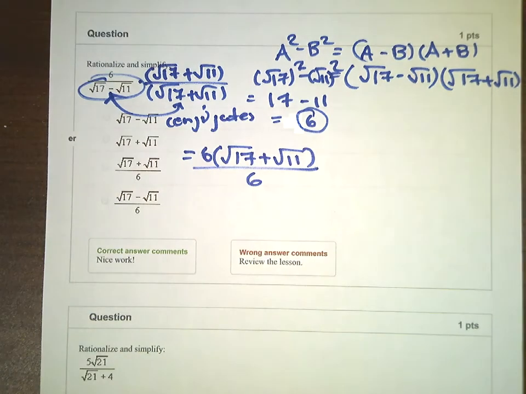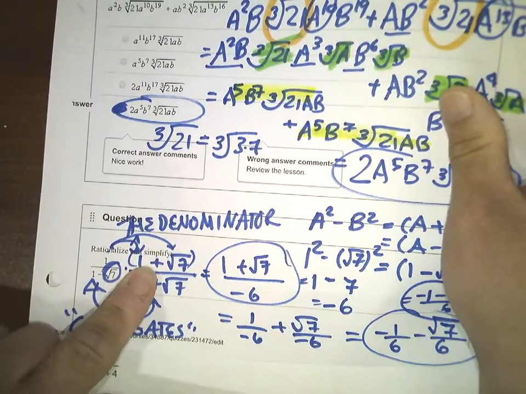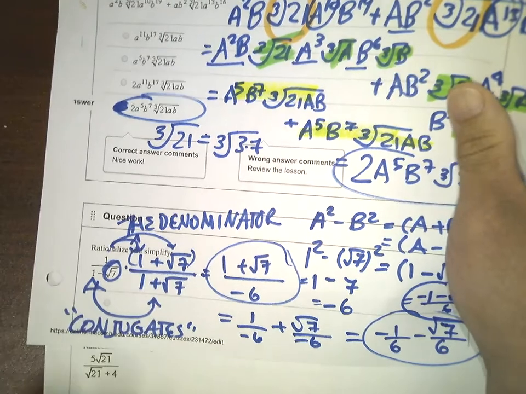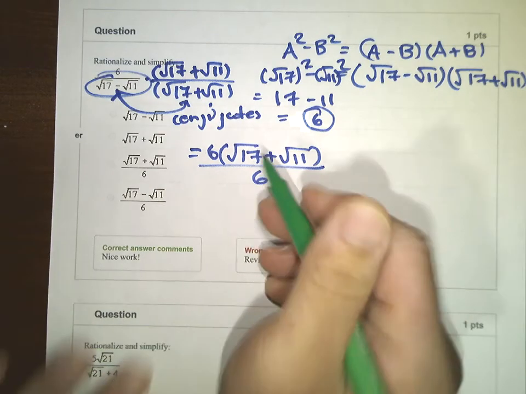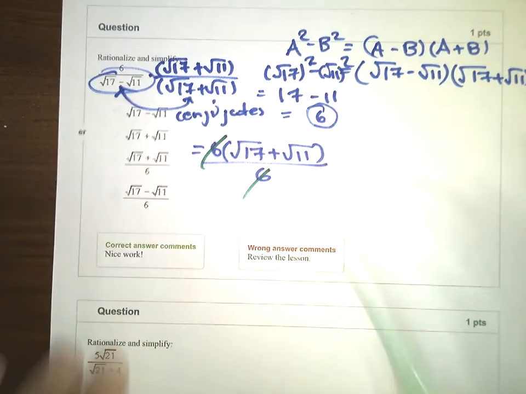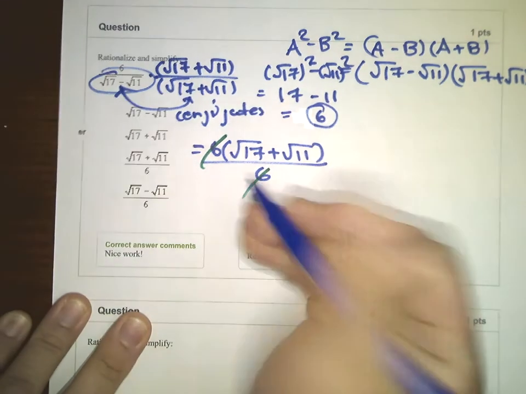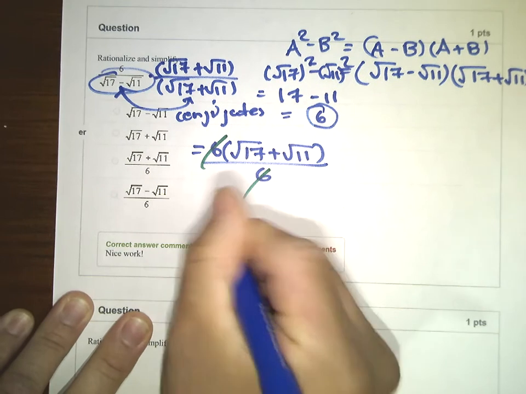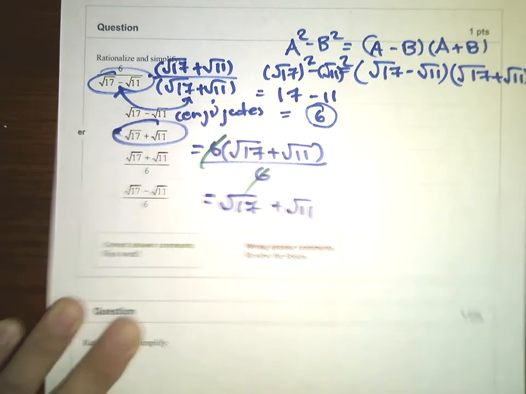And then I see that here, if you remember in the last example, I distributed this 1 here, which wasn't actually even necessary because 1 times 1 plus square root of 7 is just 1 plus square root of 7. But here, I could distribute the 6, but I don't need to because 6 divides out. 6 divided by 6 is 1. So I'm left with something that doesn't even have a fraction anymore. So this is square root of 17 plus square root of 11, and there's my final answer right there.